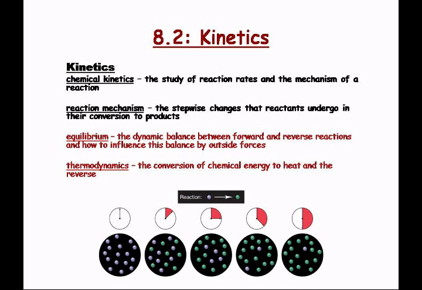Reaction mechanism is the stepwise changes that reactants undergo in their conversion to products. Maybe R doesn't go directly to P. Maybe R goes to some other thing first. Maybe R goes to A, then A goes to C, and then C goes to P. But if we're only looking at the beginning and the end of the reaction, we wouldn't see any of this intermediate stuff. So the reaction mechanism would be R to A to C to P.